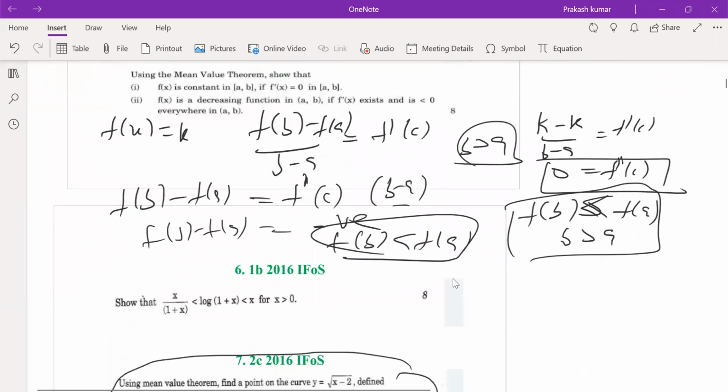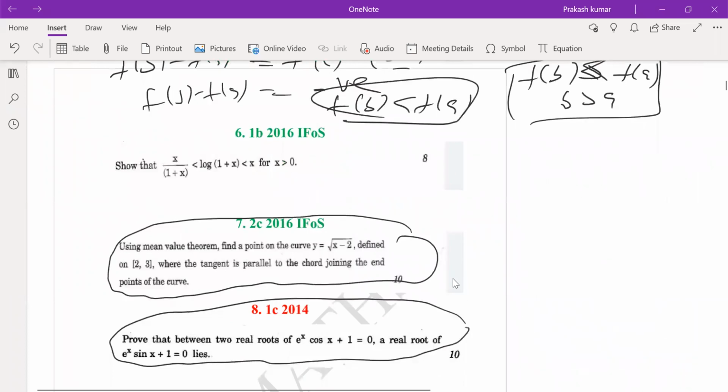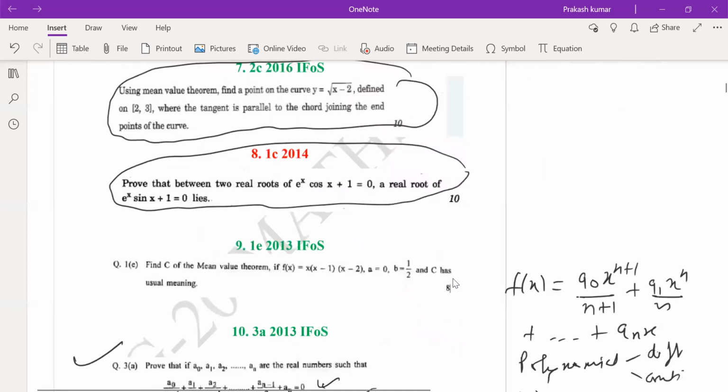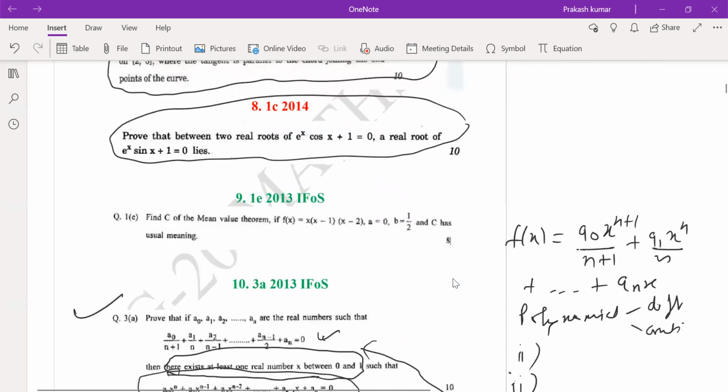This was a very good question. Then this was a very easy question. This is a very easy question. You can do it using increasing decreasing also. You can do it using Lagrange theorem also, Lagrange mean value theorem also. Okay, this question is very important, has been asked in exam many times.